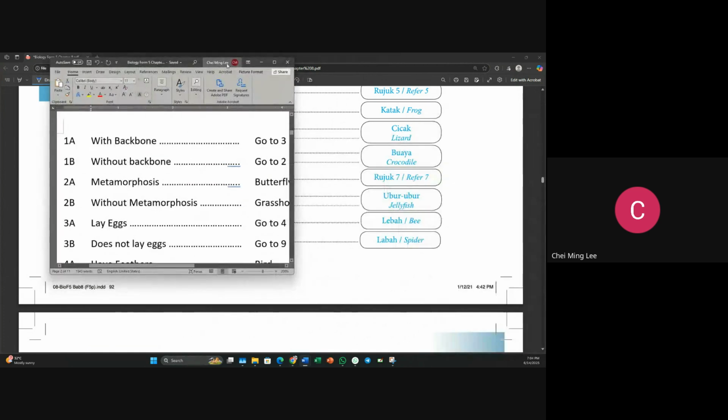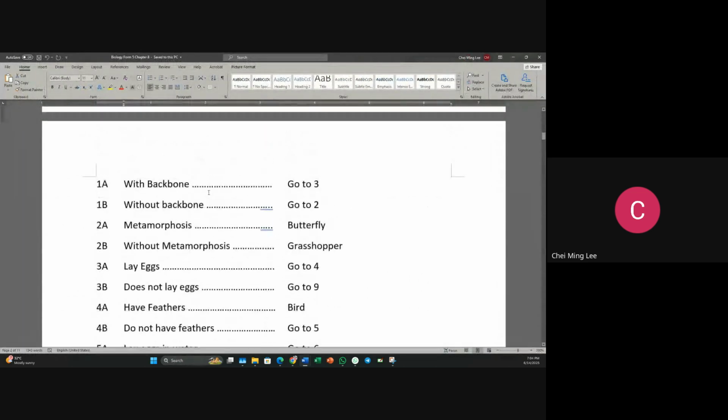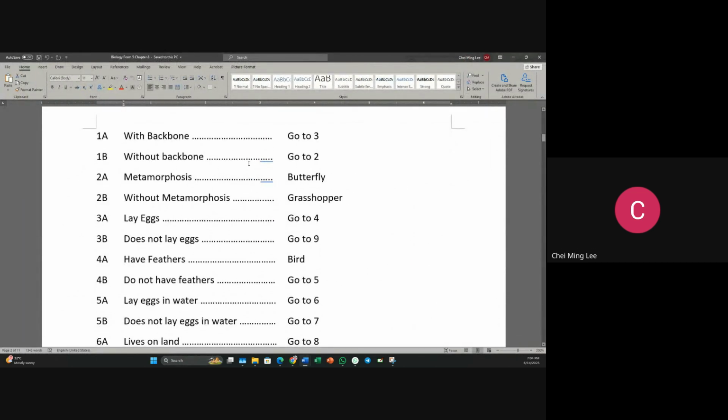So let's see. Now with backbone and without backbone. So without backbone, go to 2. Metamorphosis, which is butterfly. Without metamorphosis, yes. Go to 3 means you start with 3A, 3B. Okay. So you said just how we write is refer, right? It's the same. Then this one go to 2, metamorphosis.